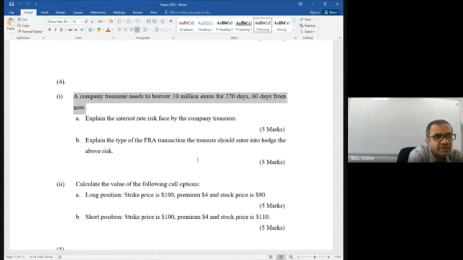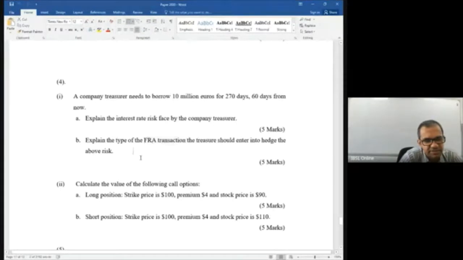So that's the thing. Whenever you see this sort of statement, you should be able to identify which subject area and which topics are relevant. If you go down, you can see the FRA, forward rate agreement transaction, is specifically mentioned. So the focus is on the FRA. Then the first question: what is the interest rate risk faced by the company or the treasurer? What's your answer?